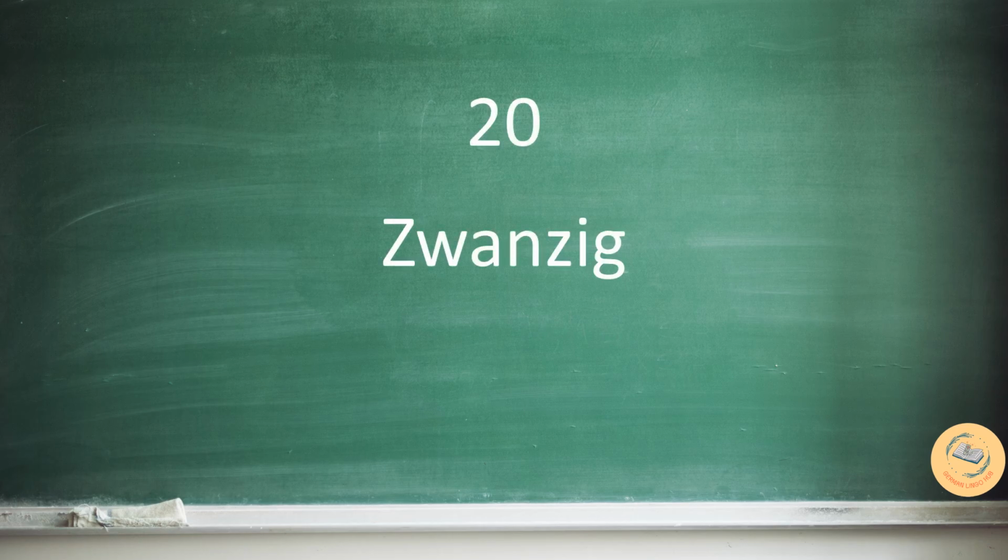Finally, we have reached 20. In German, 20 is zwanzig. Let's practice. Zwanzig. Noch einmal. Zwanzig.